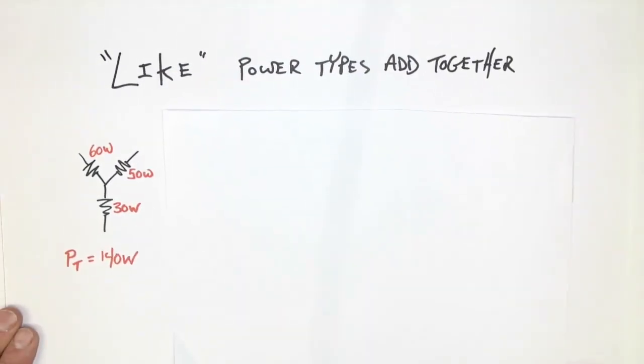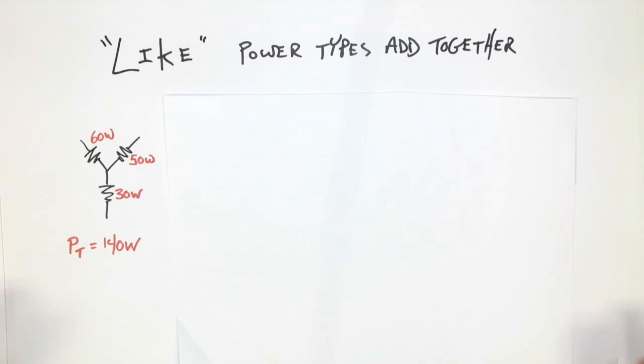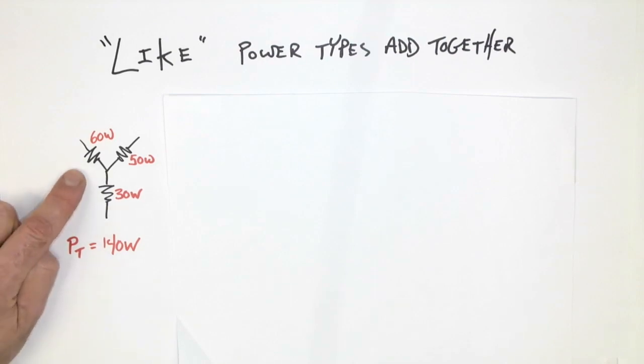So like power types add together. And while my example was only in watts and all exactly the same wattage of resistor, it's also true with different sizes of resistors with different values of watts. In this installation, we have three different sized wattage resistors for a total power of 140 watts.